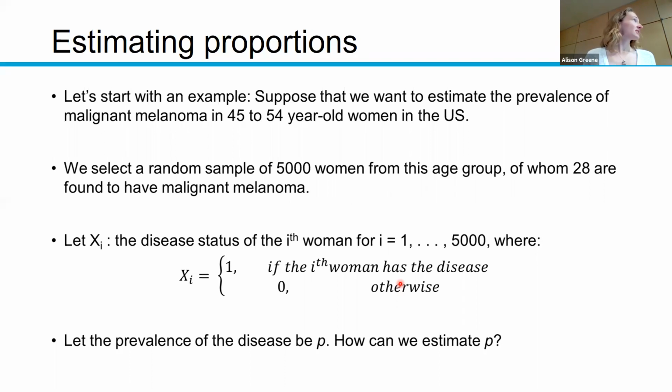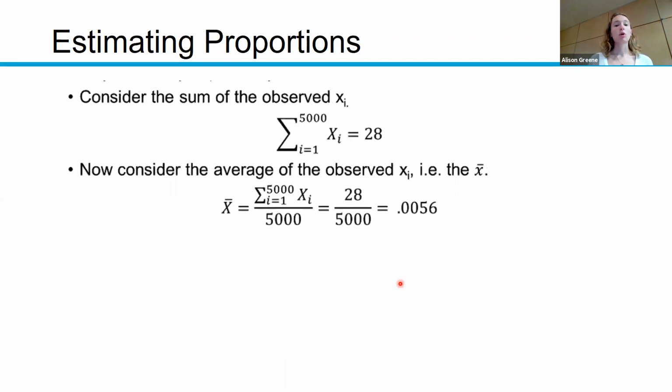So if X is our disease status, 1 means they have the disease, 0 means they do not. We're going to call P the prevalence or the proportion that we're interested in. How do we estimate this? Well, we have a sample of 5,000 and we found that 28 of them have it. So the sum of our X's is 28 because it's 1 if they have it and 0 if they don't.